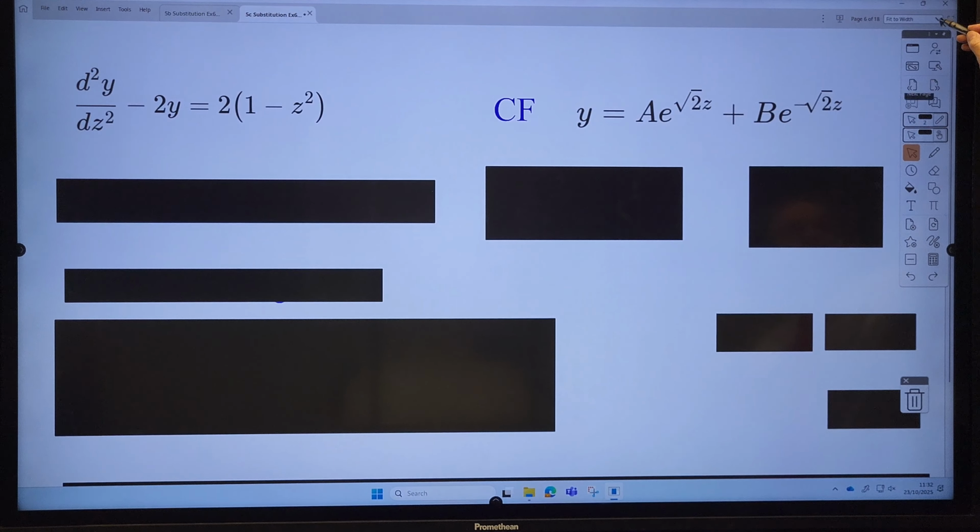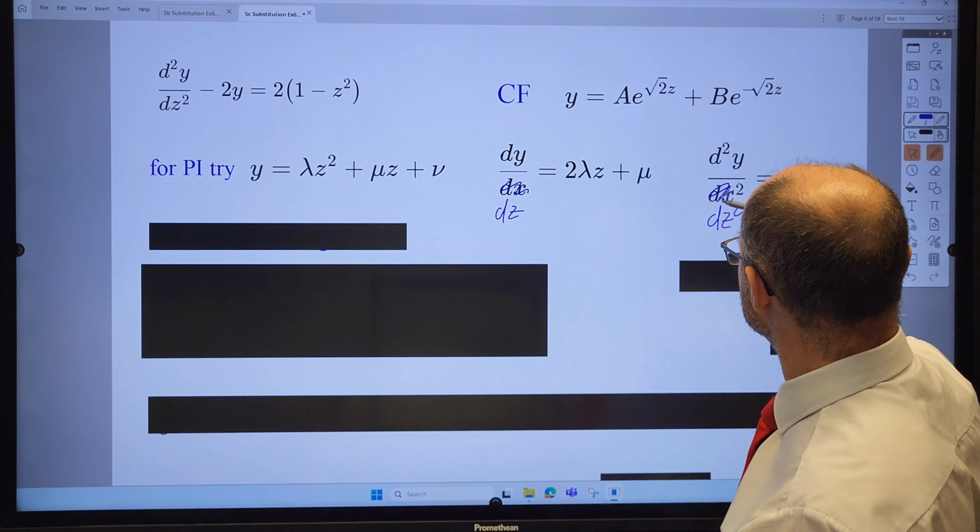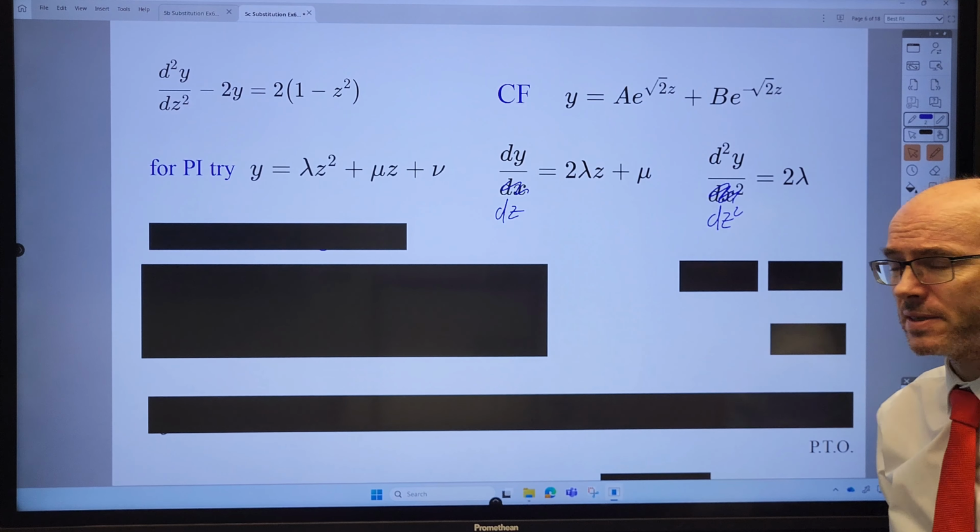So differential equation to solve, complementary function is this. As I said, we need to find the particular integral. So for that, find dy/dz, and dy/dz will be this, and then find d2y/dz squared. Let me just change that. Excuse me, dy/dz squared. Look at how it'll be messy.